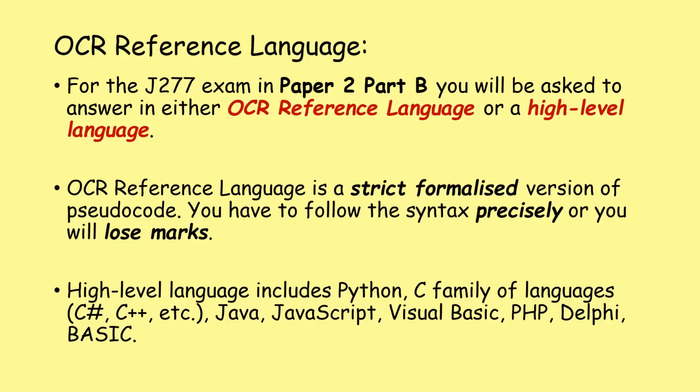The OCR reference language is a strictly formalized version of pseudocode. You have to follow the syntax precisely or you will lose marks. So it's not like pseudocode where you can kind of make it up as you go along, as long as it makes sense, you'll be okay. If you want to use OCR reference language in Paper 2 Part B, you need to download the exam syllabus, look at the spec, and have practiced OCR reference language.